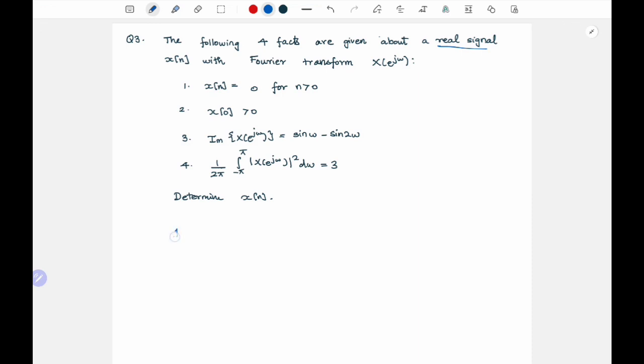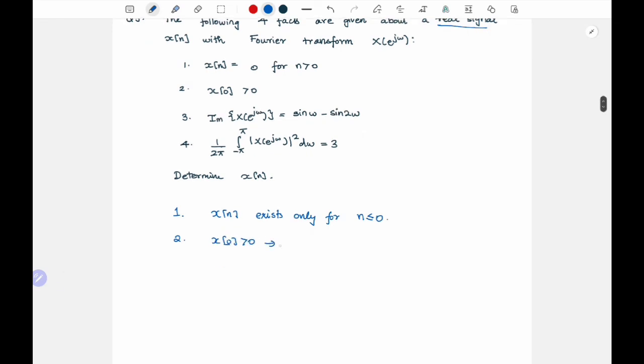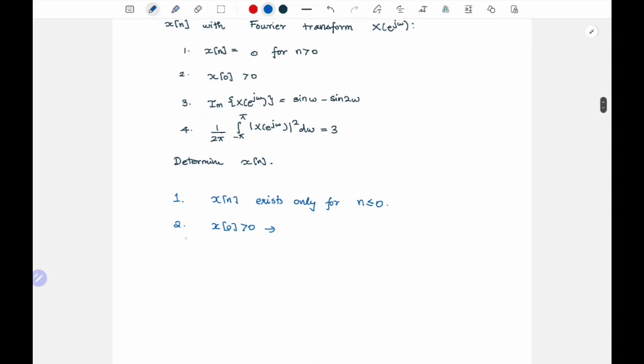So the first fact says x of n equal to 0 for n greater than 0. So x of n exists only for n less than or equal to 0. And the second fact says x of 0 is greater than 0. So even your x of 0 is not equal to 0. So currently it's of no use. We'll see it later, how to use it.